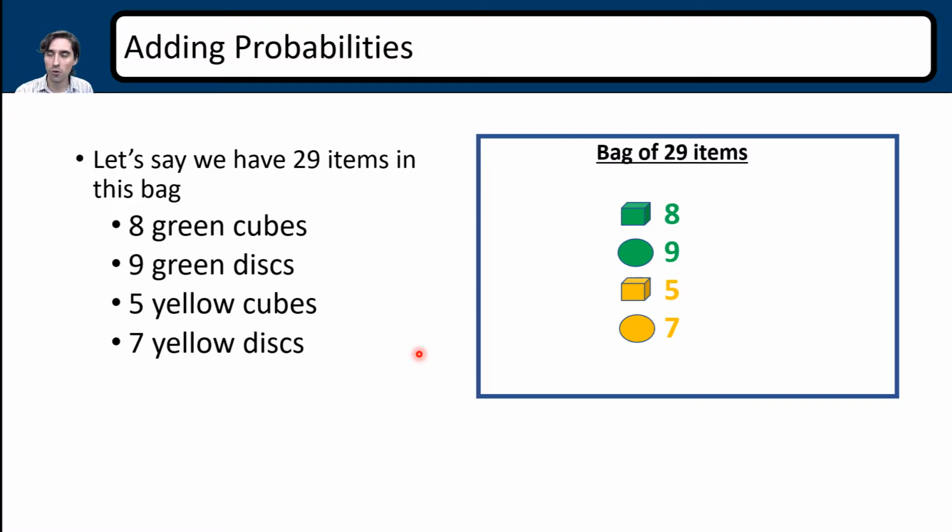All right, let's have a little bit more fun. Let's mix it up in a bag here, shall we? Let's say we have 29 items. Why did we choose 29? I have no idea. I apologize. It's a random number to do. Pretty sure it's a prime number, which makes it even more fun, right? So we have 8 green cubes. We have 9 green discs. Why are they discs? I don't know. We have 5 yellow cubes, and we have 7 yellow discs. So 2 different colors, 2 different shapes, but overall we have 4 different types of objects that we can hold in our hand.